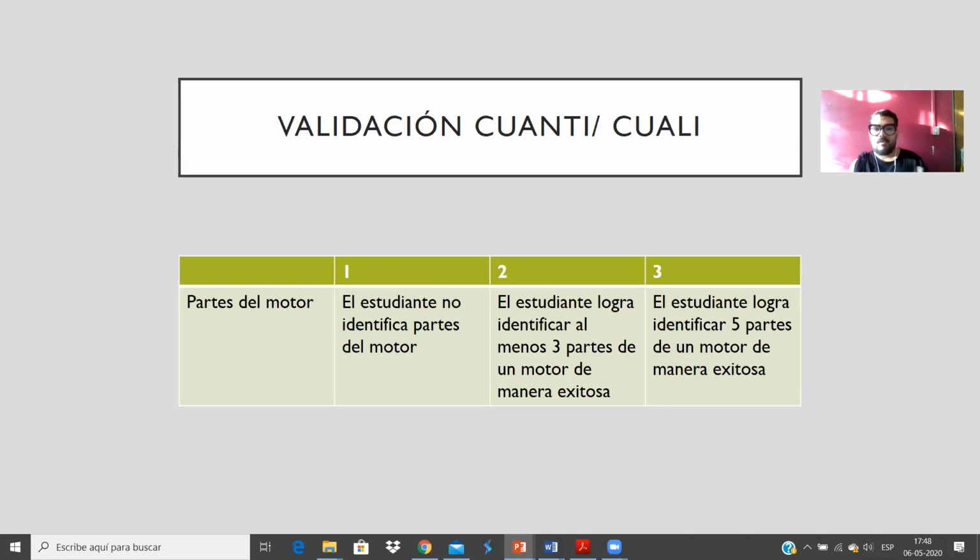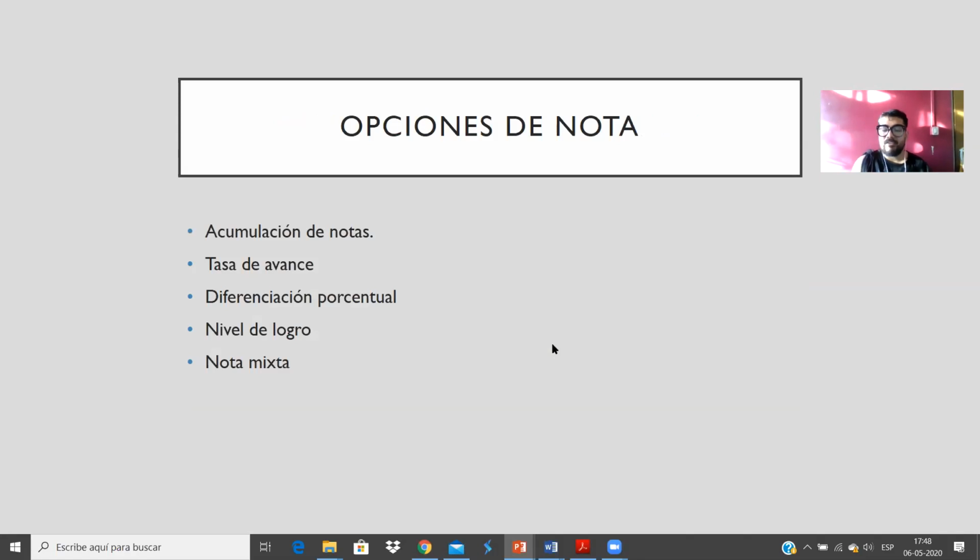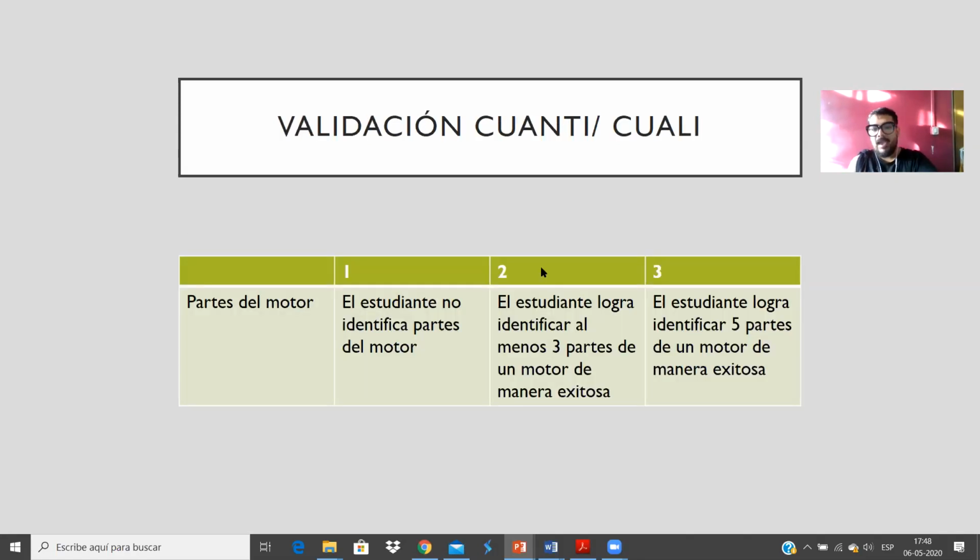So this is validated. Why is it validated? Because the student knows that if he gets 3 parts, he gets 2 points, right? And if he identifies 5, he has 3 points. Yes? And also it's qualitative, de manera exitosa. So if I identify the 3 parts of the motor, but in an unsuccessful way, I can't have the 2 points. So everything that you do in your rubrics has to have either a number or a quality.